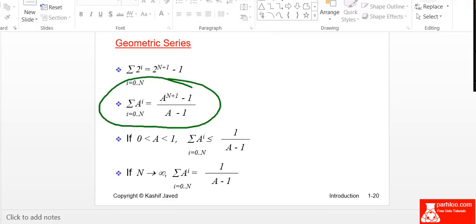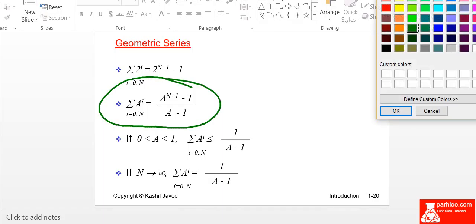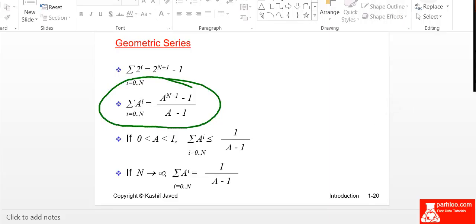This is a very famous geometric series, you all know it, okay? But what is this? What is written here, children? Ladies, gentlemen, what is this? What does this mean? A raised to the power n plus 1 minus 1 over a minus 1.